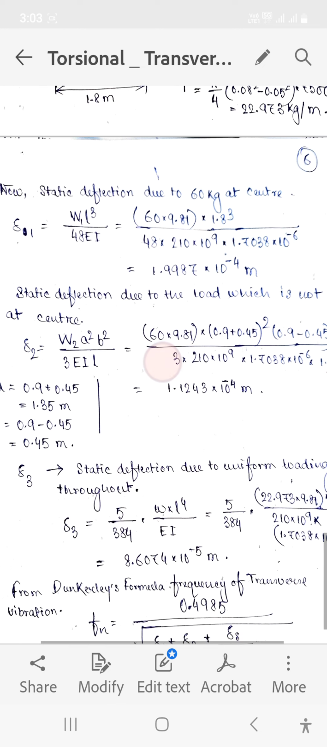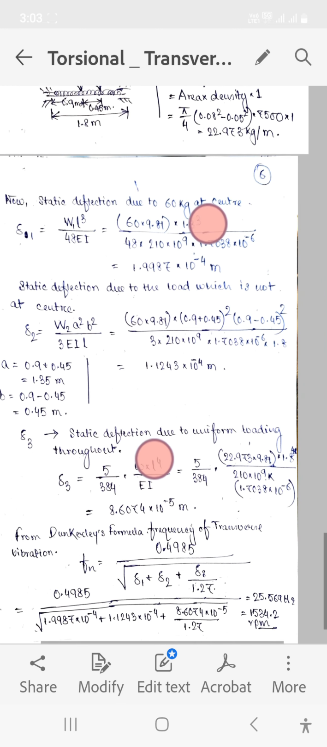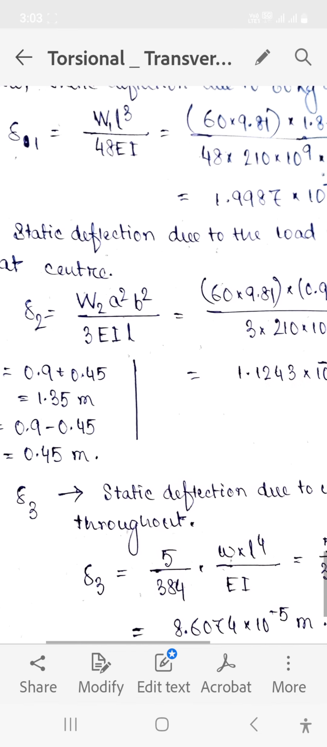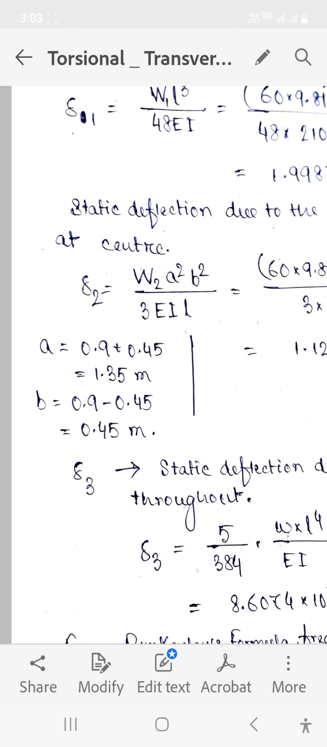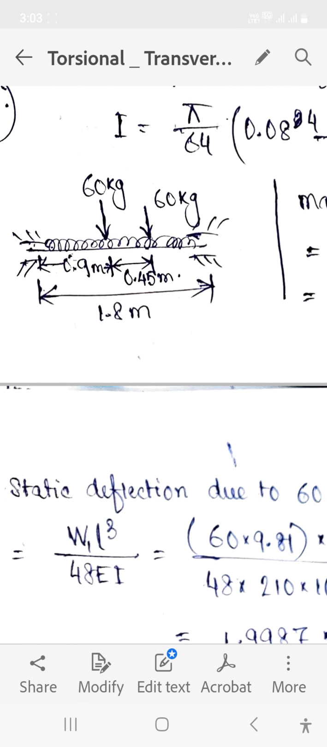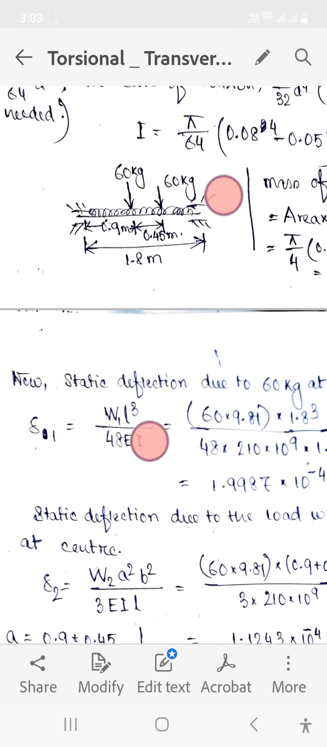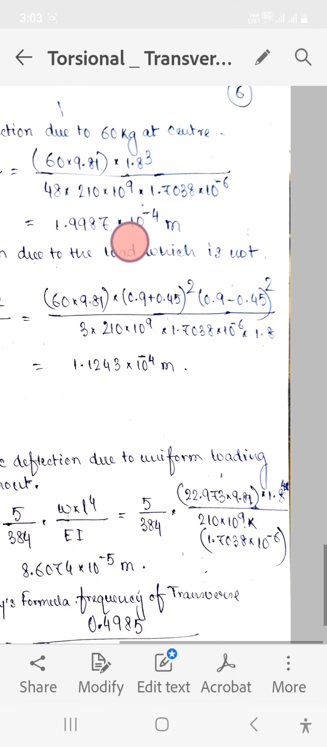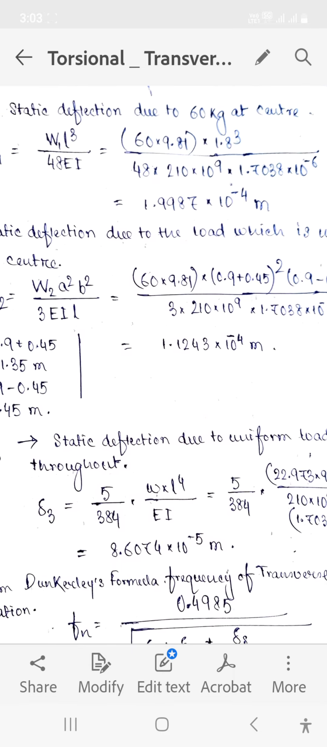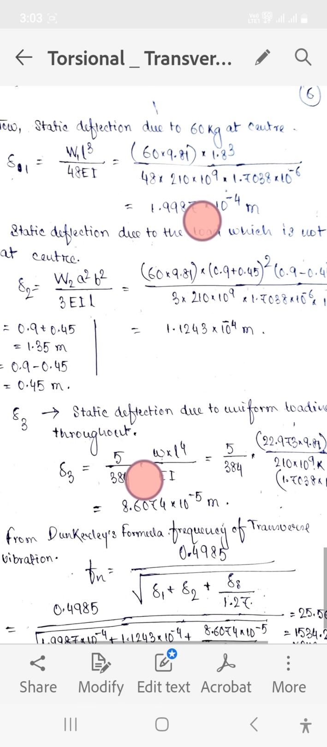Now that is the deflection, and the deflection due to the offset loading is W2 A square B square by 3EIL. So W2 is also 60 kg. From there also, using the formula, I got that. You see there I have elaborated. A is 0.9 plus 0.45, which is 1.35 meter, and B is 0.9 minus 0.45, which can be understood from this figure also. So using this formula, I got delta 2 as 1.1243 into 10 to the minus 4 meter.